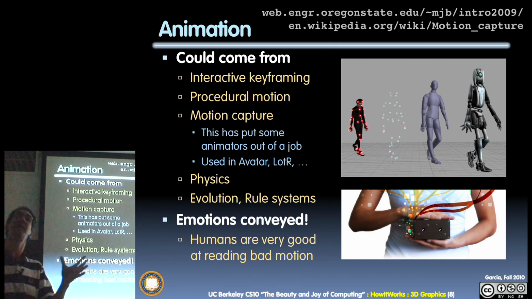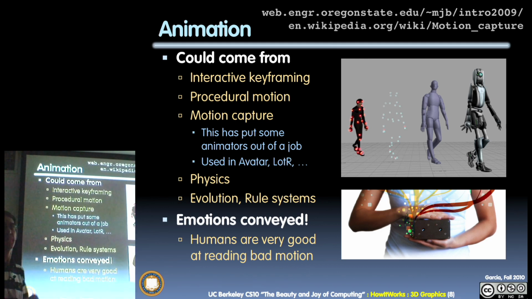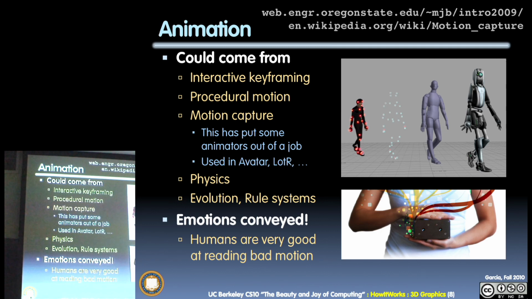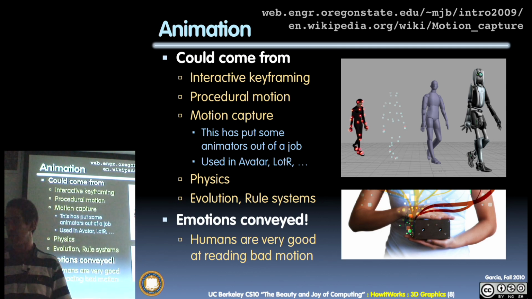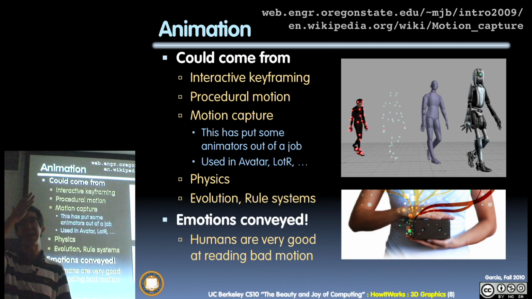Animation, the most critical part of any film, as I mentioned before. There are many ways to make that happen. You can interactively keyframe, which means you take your articulated figure and you say, all right, I'm going to now pick up my glass. I'm going to say, all right, I should have had a V8, and pick up my glass.